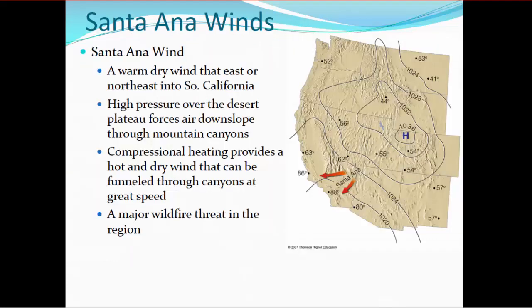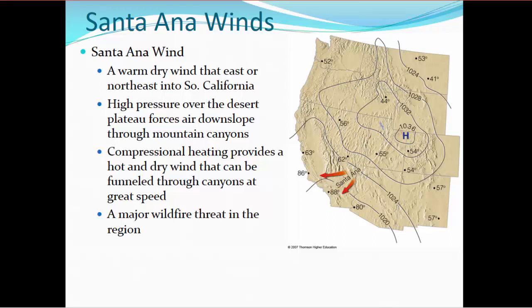The next wind is a Santa Ana wind, and the Santa Ana is really somewhere between your mesoscale and your synoptic scale. Not quite weather map size, but beginning to get there. A warm, dry wind that blows from the east or northeast into Southern California. So high pressure over the high desert of the Four Corners and Nevada creates a downslope wind that's literally forced through the mountain canyons in southeastern parts of California, the Santa Ana Canyon, and compressional heating as that wind is forced downhill heats that air and dries it out. As it's funneled through the canyons, it picks up speed and actually becomes a major wildfire threat to that region.